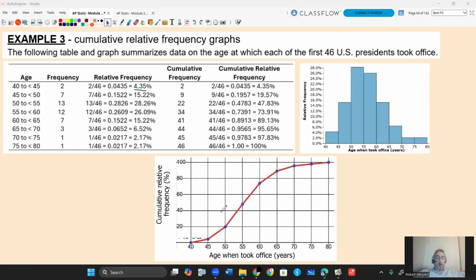And then the next bar is going to add another 15.22%. So we're looking at around 20%. In fact, it's 19.57. And if you add all those numbers together, eventually you're going to get to 100% all the way here at that last interval, which is between 75 and 80.